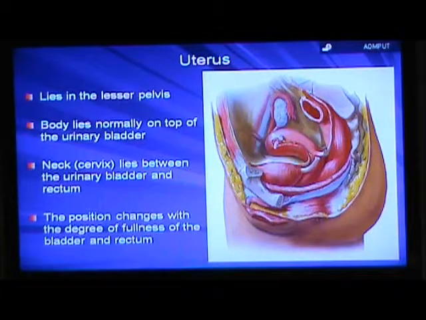The uterus lies in the lesser pelvis. The body of the uterus lies normally on top of the urinary bladder. Yeah, there is a urinary bladder. The neck, the cervix, lies between the urinary bladder and the rectum. The position of the uterus changes with the degree of fullness of the bladder and rectum.